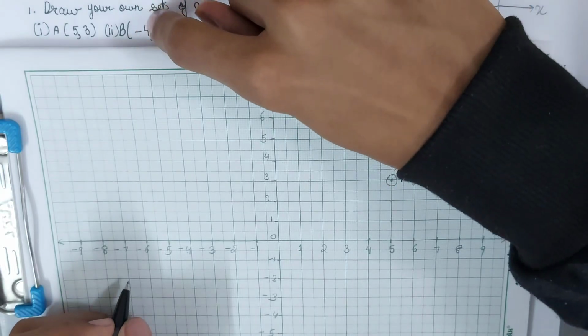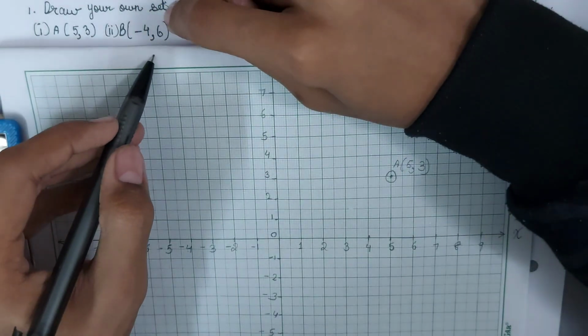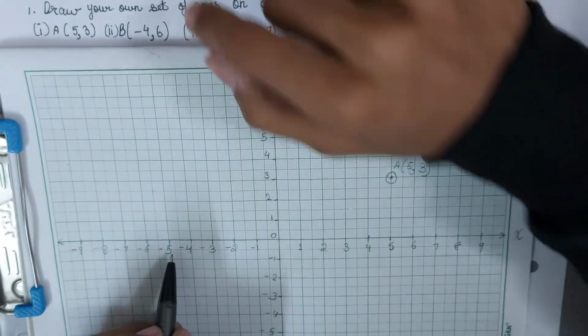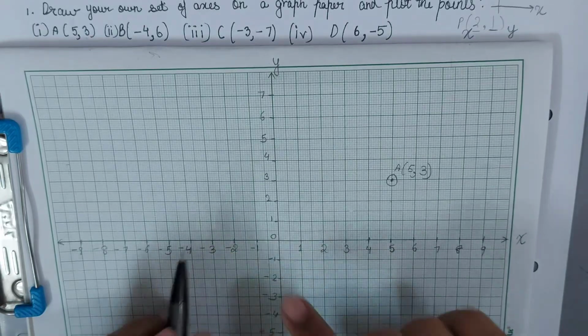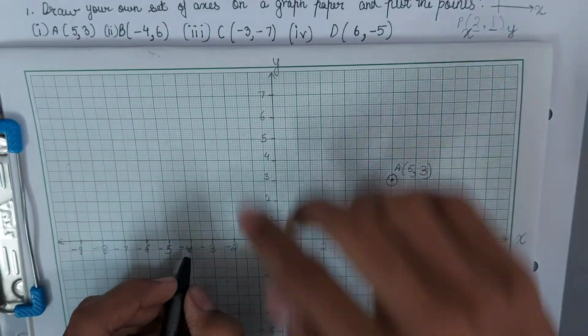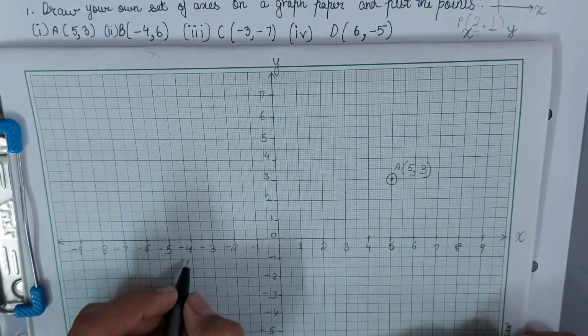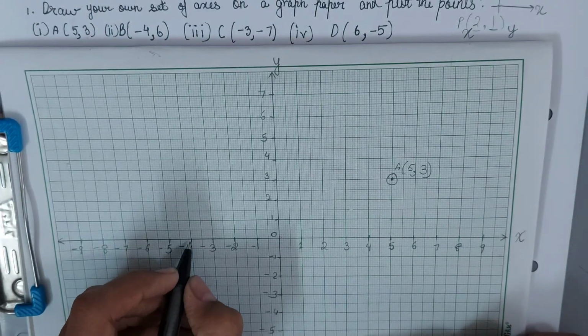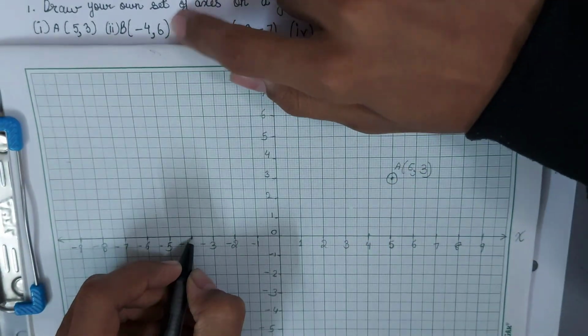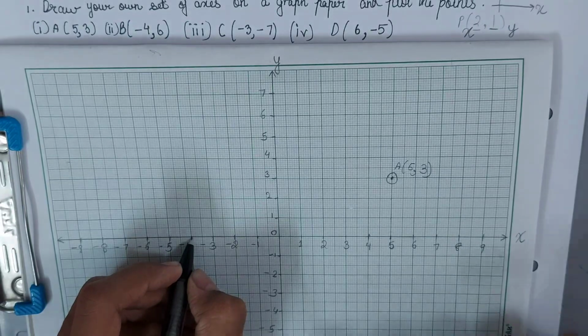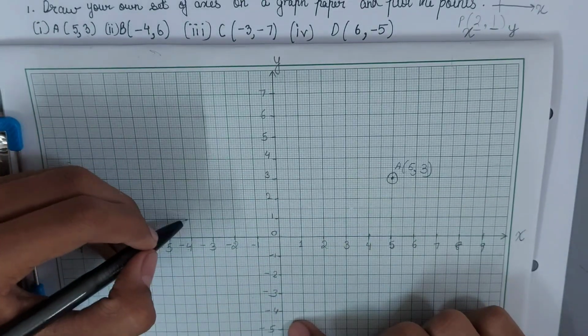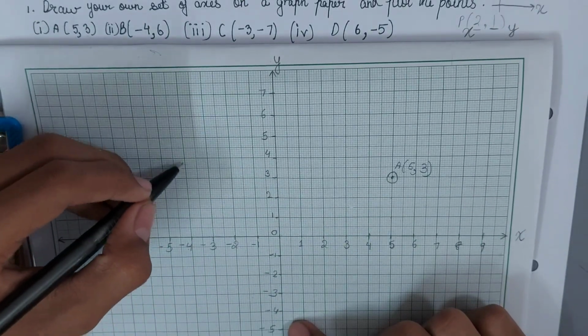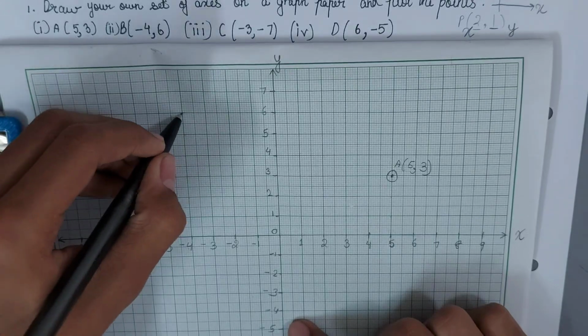Similarly, B, look at B, minus 4 comma 6 it is given. So come to the x-axis, right, where the x coordinate, this is minus 4 it is given. This is minus 4, yes or no? You can see for yourself. And now you have plus 6 on the y-axis, so you have to go 6 blocks above. 1 2 3 4 5 6, right here.